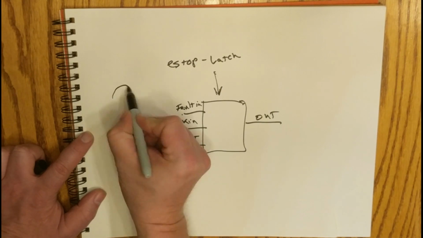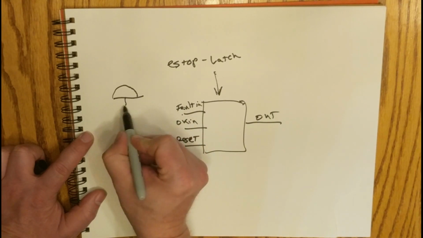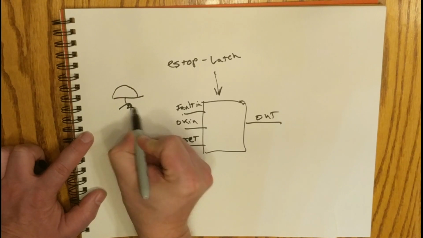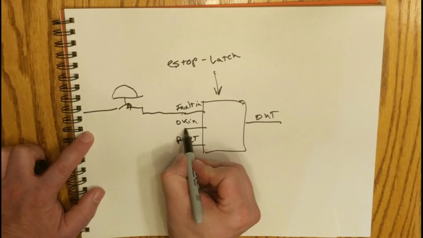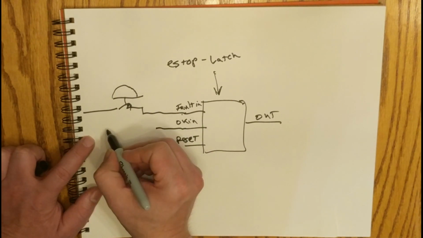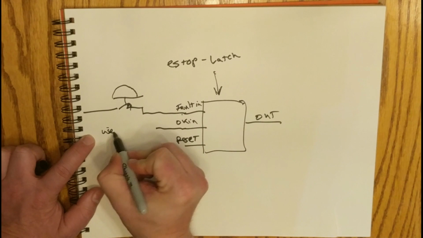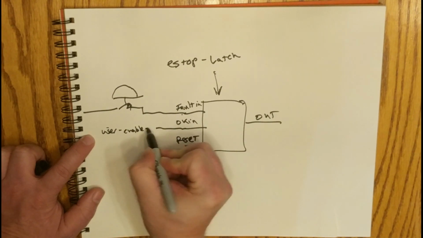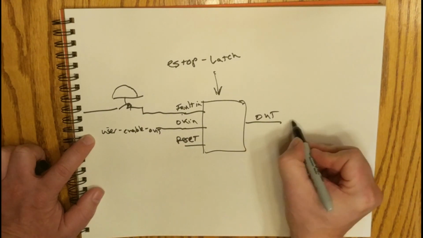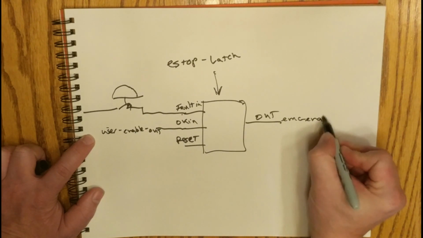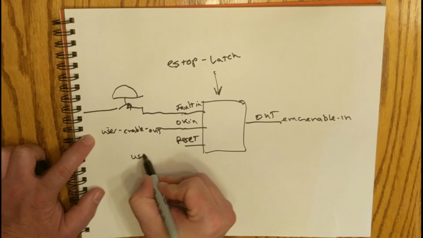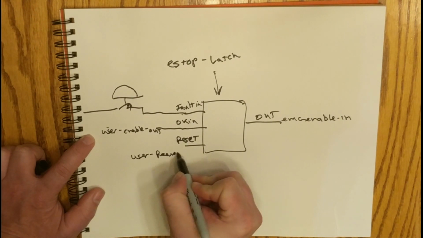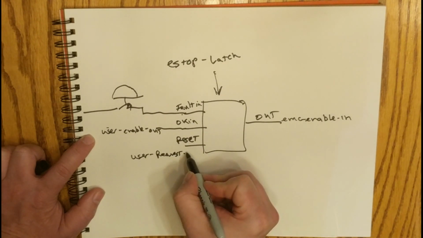So we're going to draw, what do you want to call it? So this is the external estop in. This is user enable out. And this is EMC enable in. And this is user request enable.